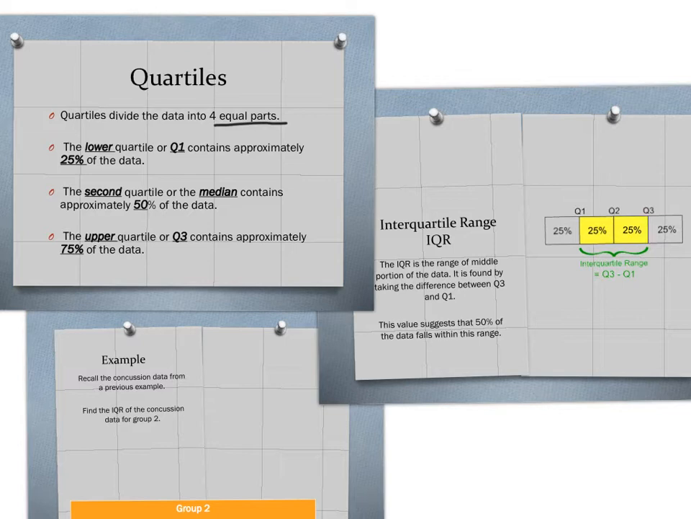So basically, at Q1, 25% of the data fall at or below that value. At the median, which is the second quartile, 50% of the values fall at or below that value. The third quartile, also known as the upper quartile, or Q3, contains approximately 75% of the data, which means 75% of the data is at or below that, which means the other 25% is going to complete the entire data set.